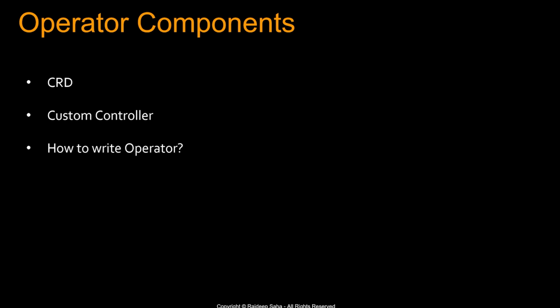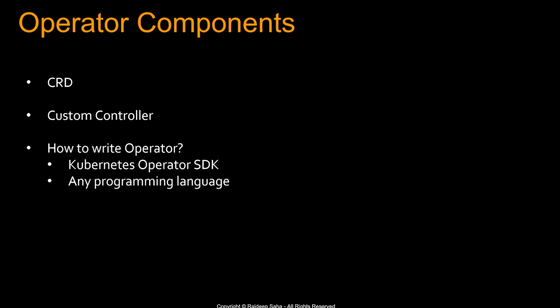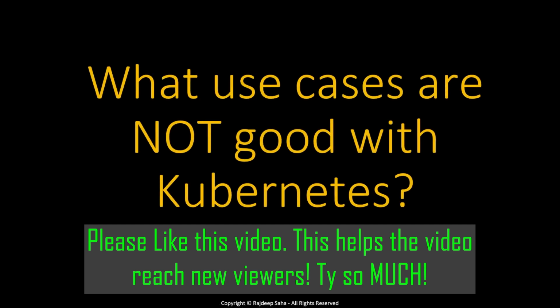So how to write an operator? You can write an operator using the Kubernetes operator SDK and any programming language, but ideally you want to pick a programming language where there are a lot of examples available for this operator. So you can pick Go or Python. These are the two most popular ones. So next question, what use cases are not good with Kubernetes?